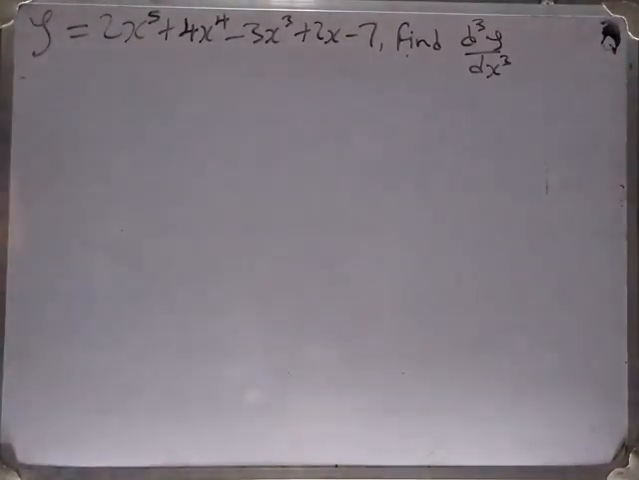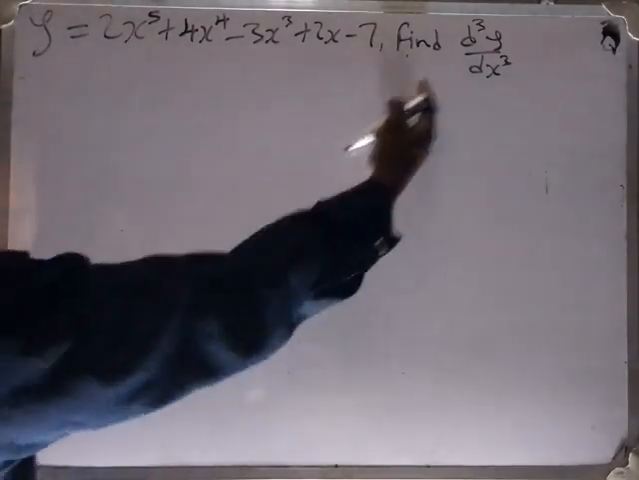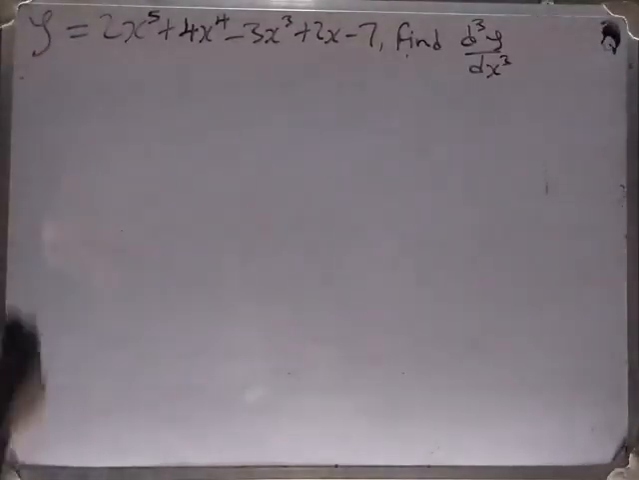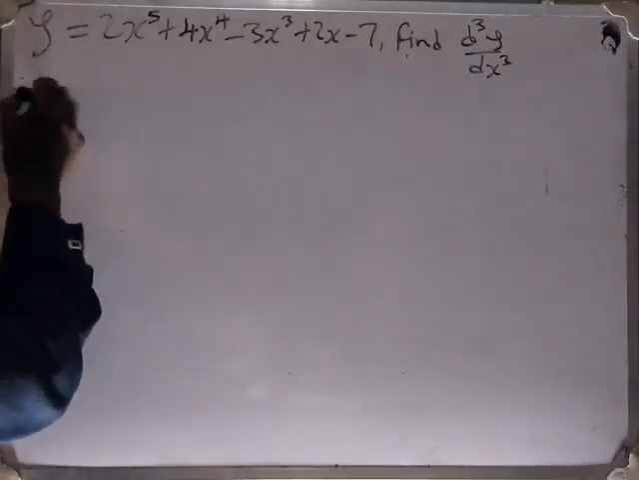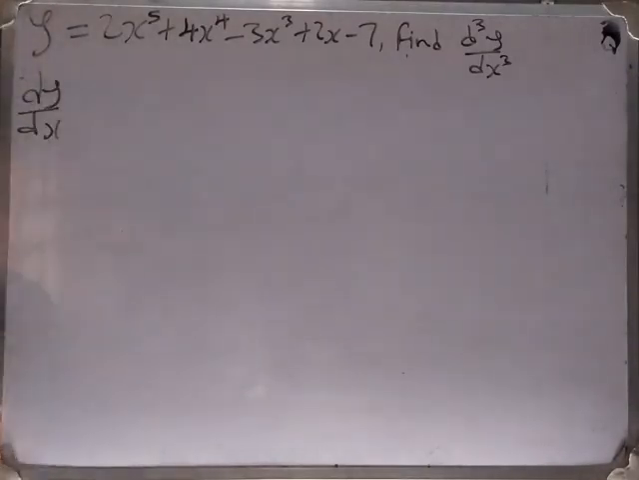And we have a question here where we have to find a third derivative. So let's delve into this. If y is equal to all of this, we have to find d³y over dx³. So first of all, we need to find dy over dx.